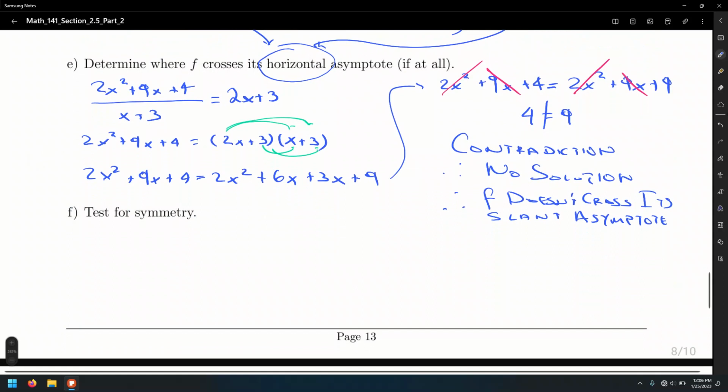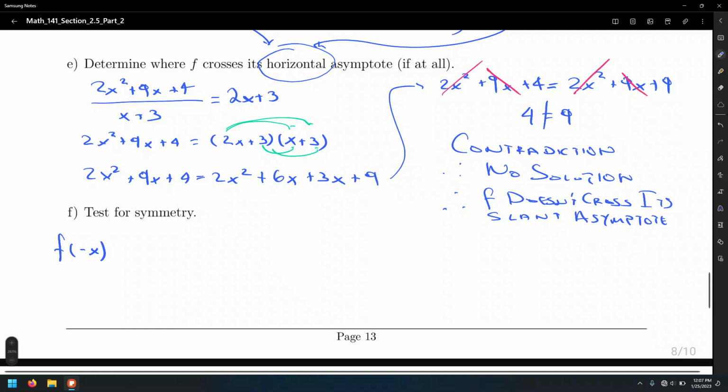Let's check for symmetry. F of negative x, that is, replace every instance of x in your given function with negative x. If the output is the original function again, that means the function is even. In other words, the graph of the function is going to be symmetric about the y-axis. But if we get the opposite of the original function, then the function is odd, which tells us that the graph of the function is symmetric about the origin. That is, rotated 180 degrees, you will get the same graph again.